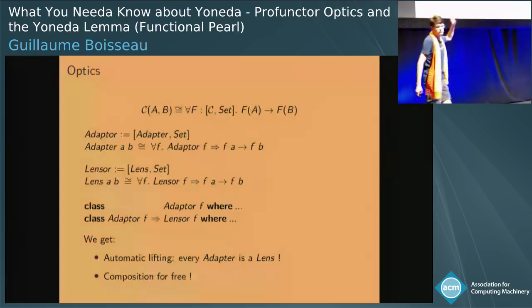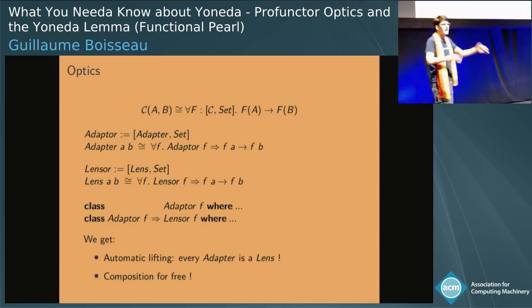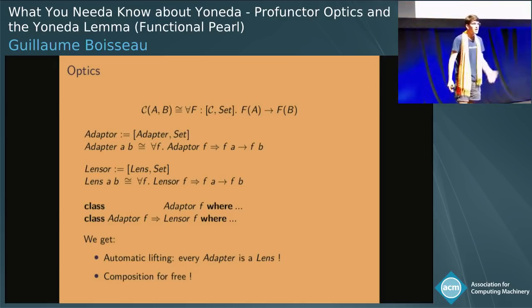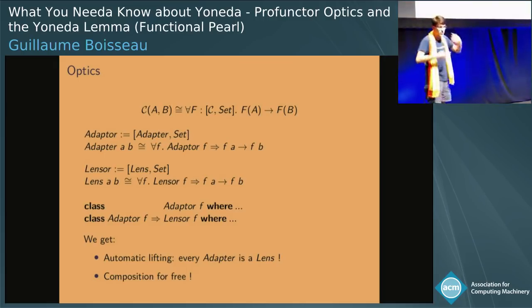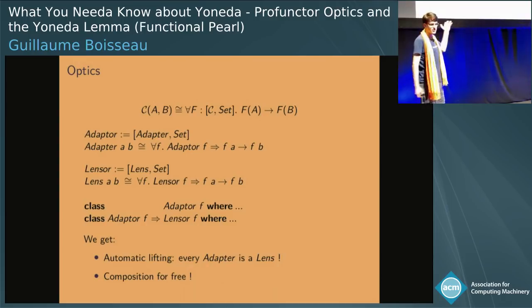And in fact, there are quite a few, half a dozen different adapter-like, lens-like things that can be composed together, lift automatically to the appropriate level, and make a very interesting family of combinators to define very powerful data transformations. So this is here Profunctor optics, and this is what the Yoneda Lemma tells you.